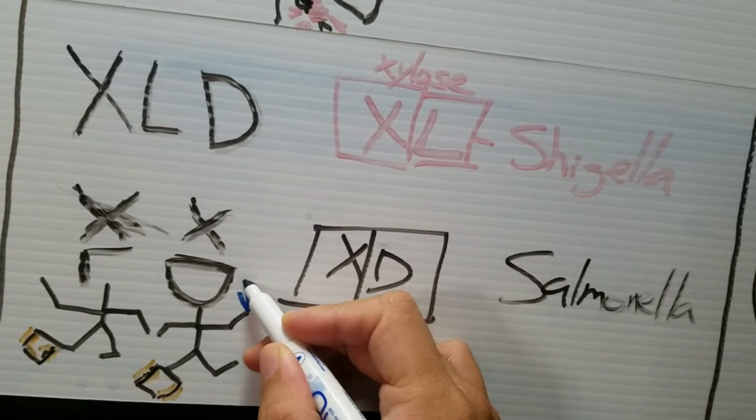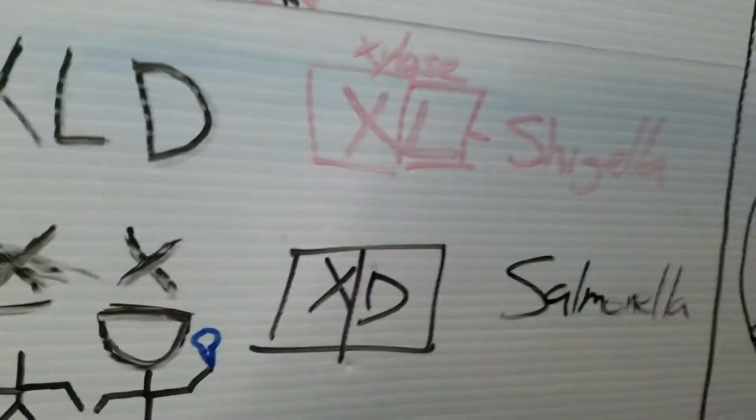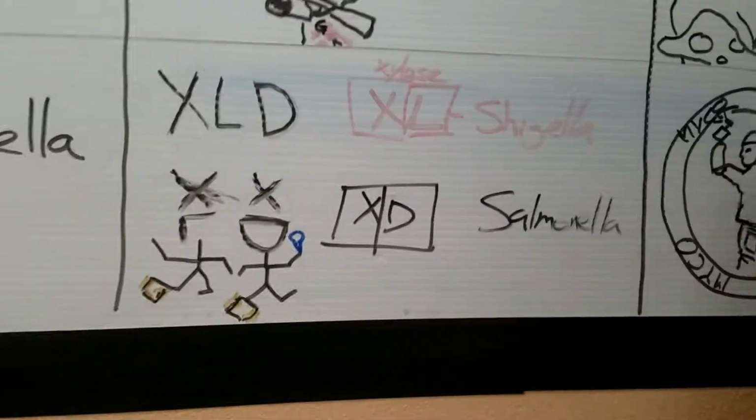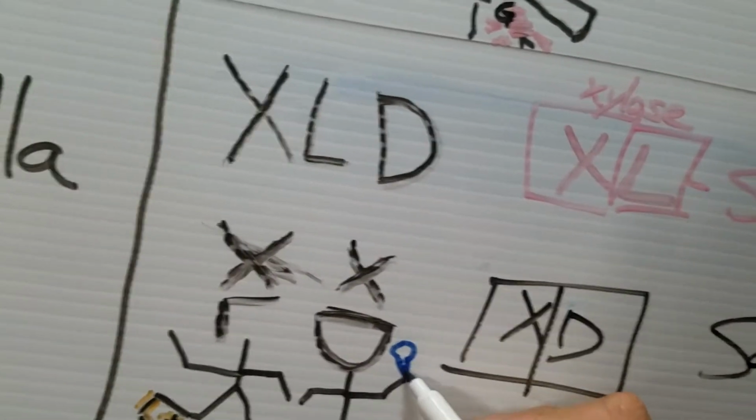A blue chicken wing, really? Well, I guess it's a blue chicken wing. It's bad. That's why he's getting salmonella, because that might look like an ice cream cone. Oh well.